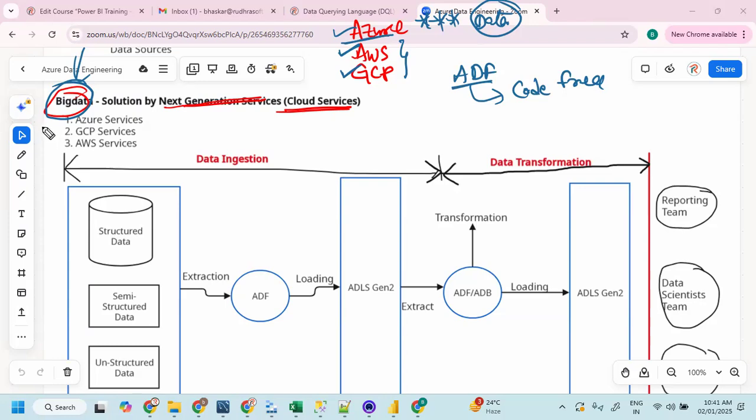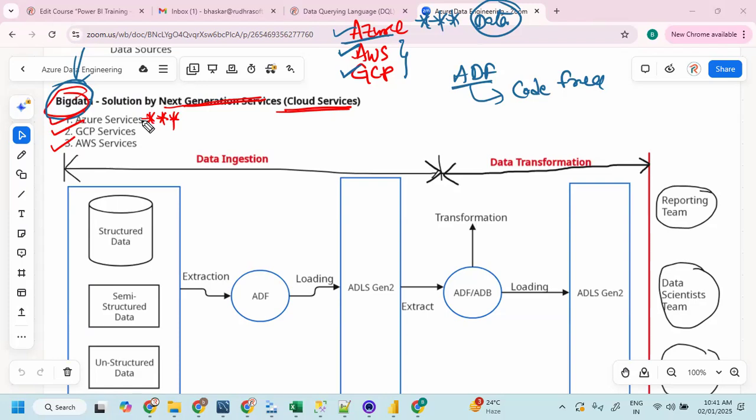So to provide a solution, we have Azure services, we have GCP services, and we have AWS services. Out of all the services, you can check anywhere, Azure services are much more famous for data processing. They introduced many services.